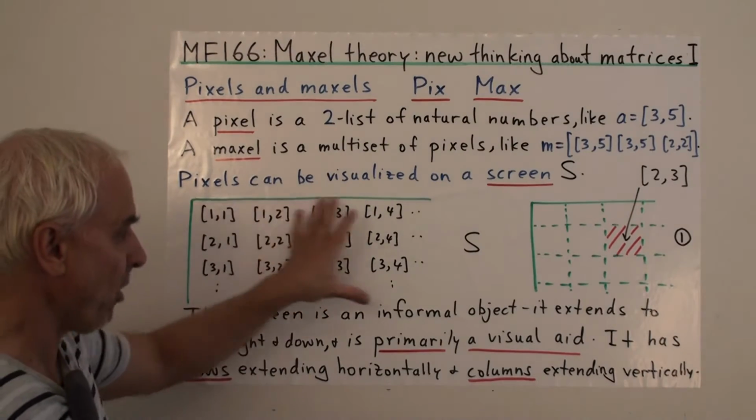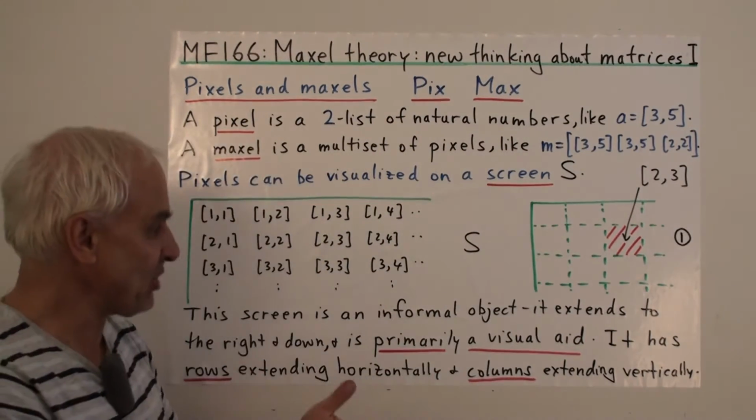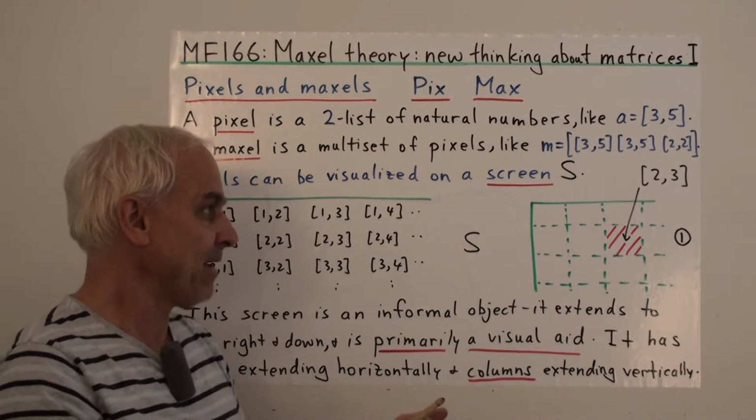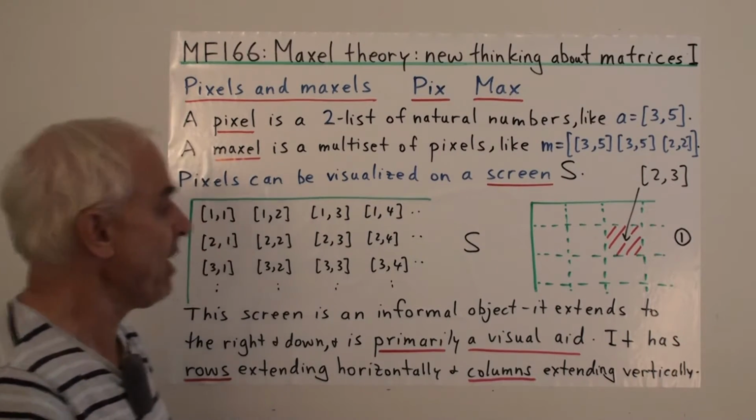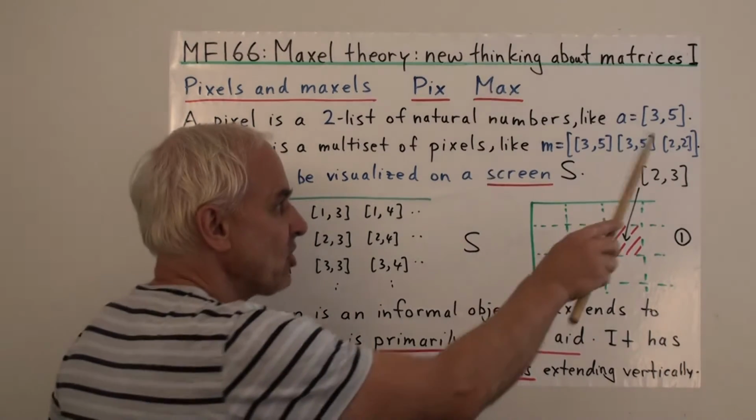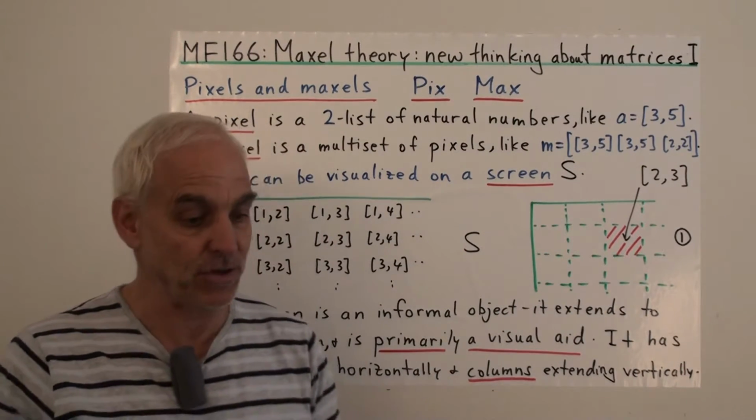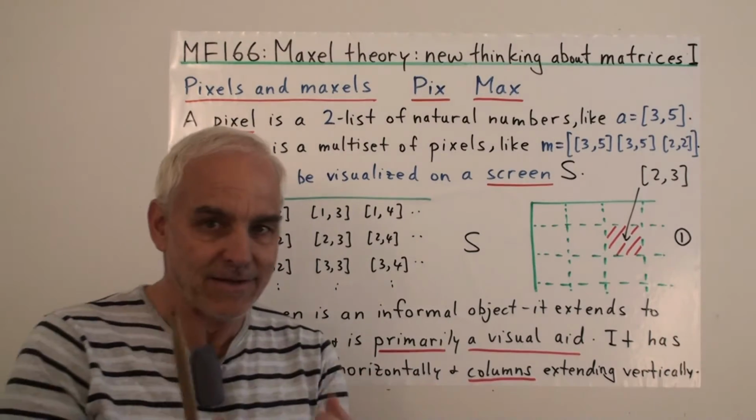So this is an informal object. It's really not officially necessary. It allows us to visualize things, and it will allow us to connect more smoothly with the more familiar theory of matrices later on. But officially, what we're really just talking about are lists and multi-sets of lists. So it's really just a purely combinatorial situation at heart.